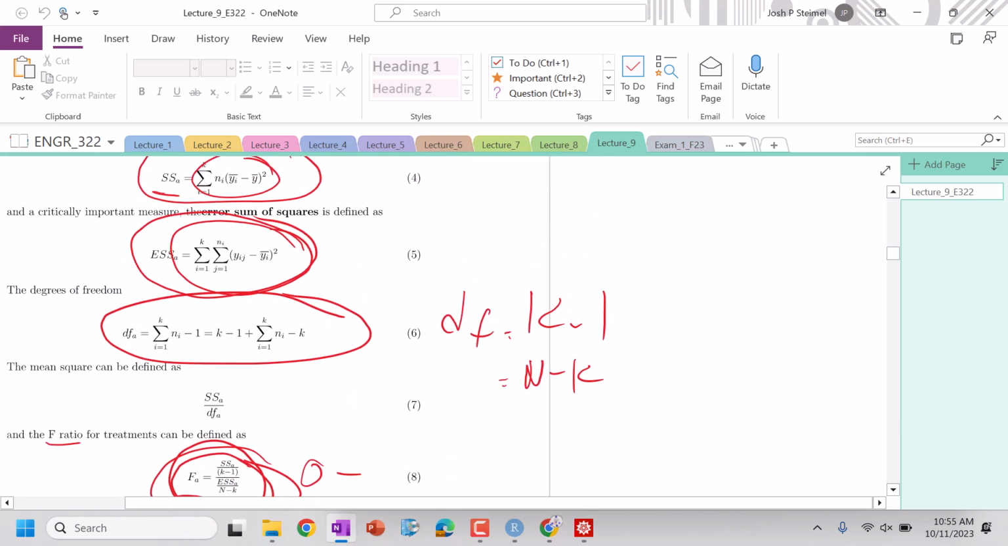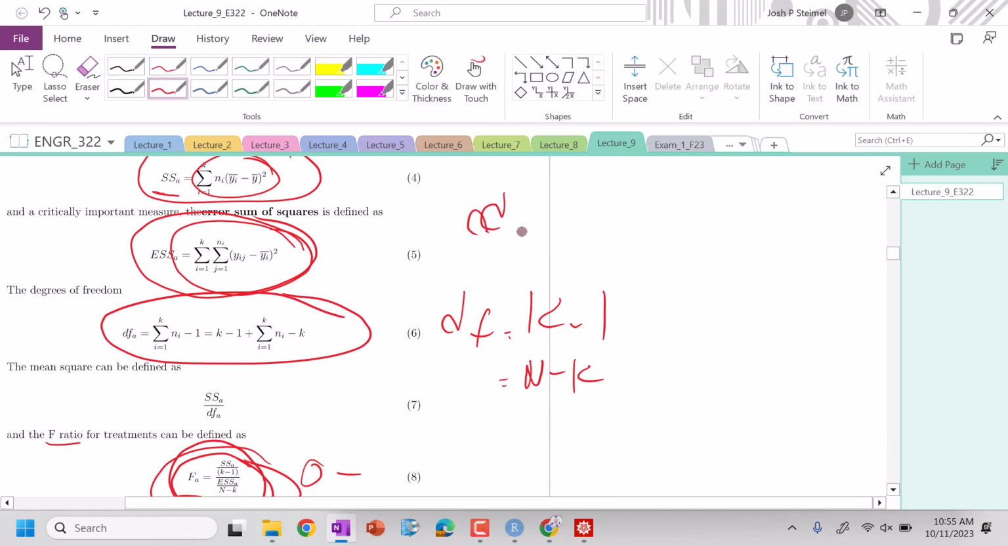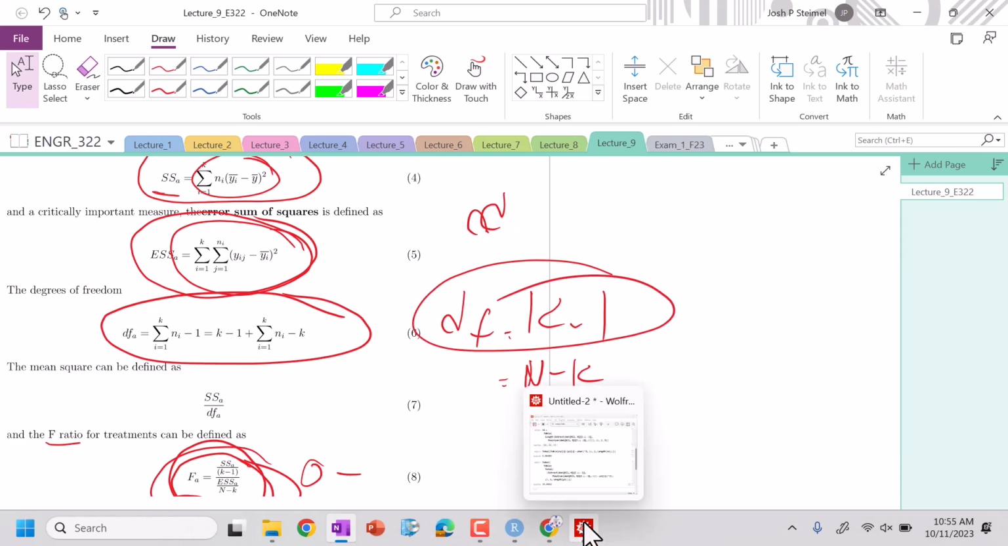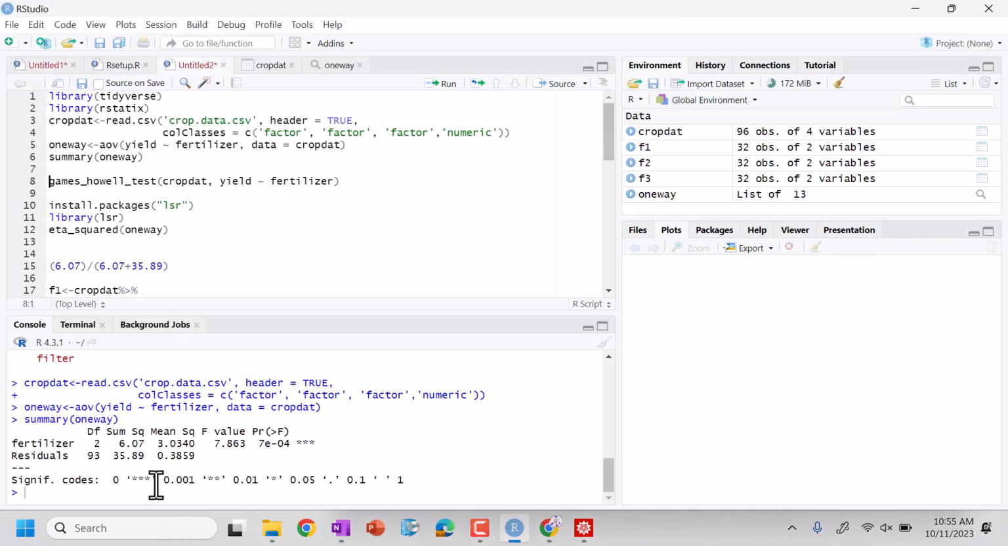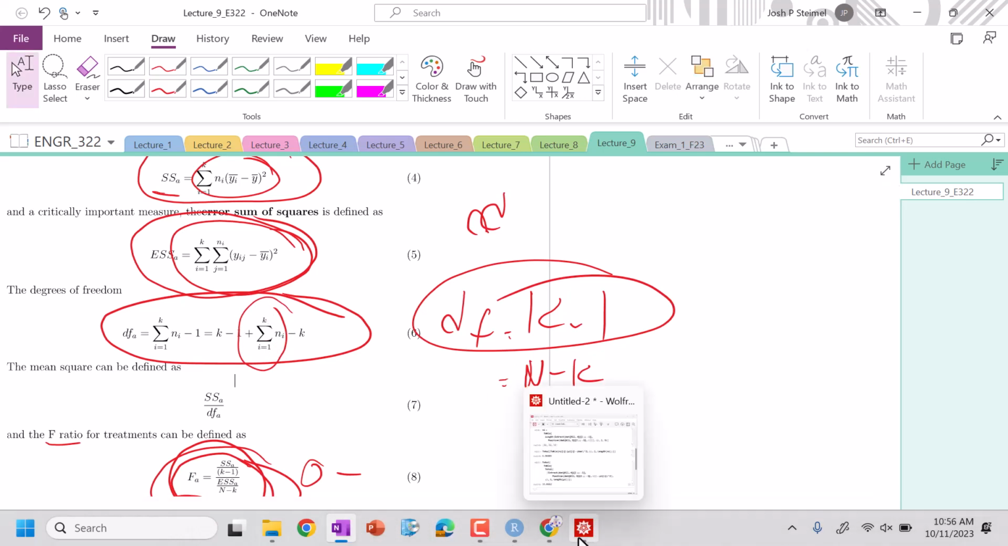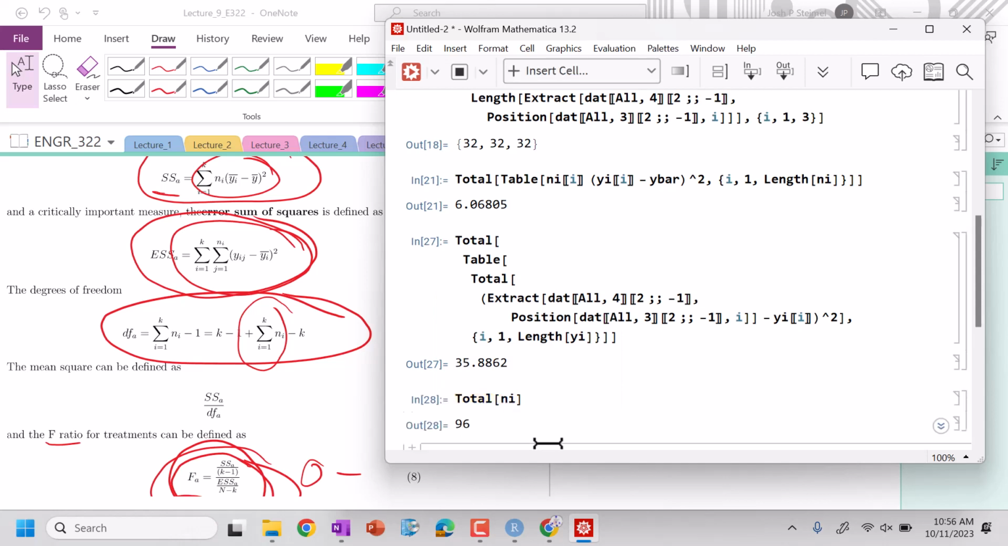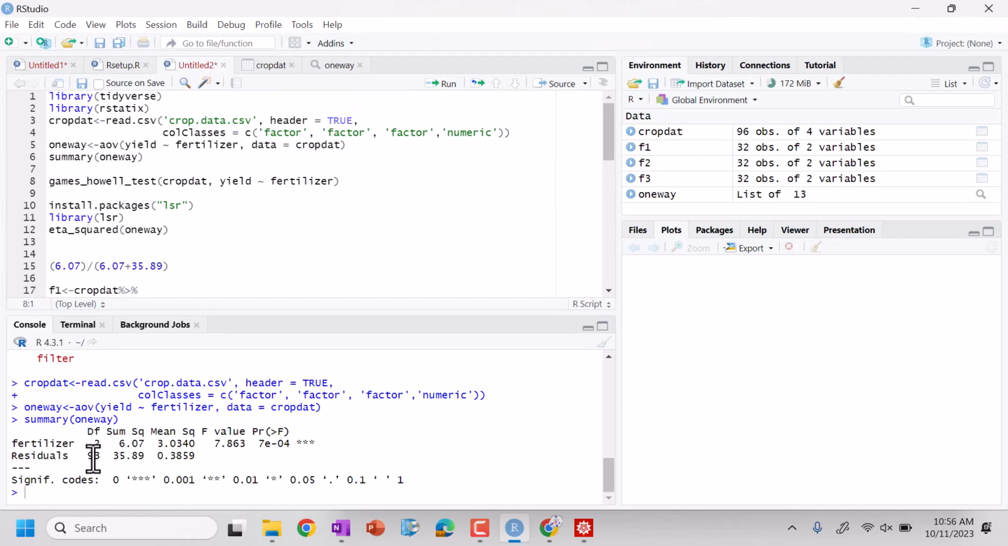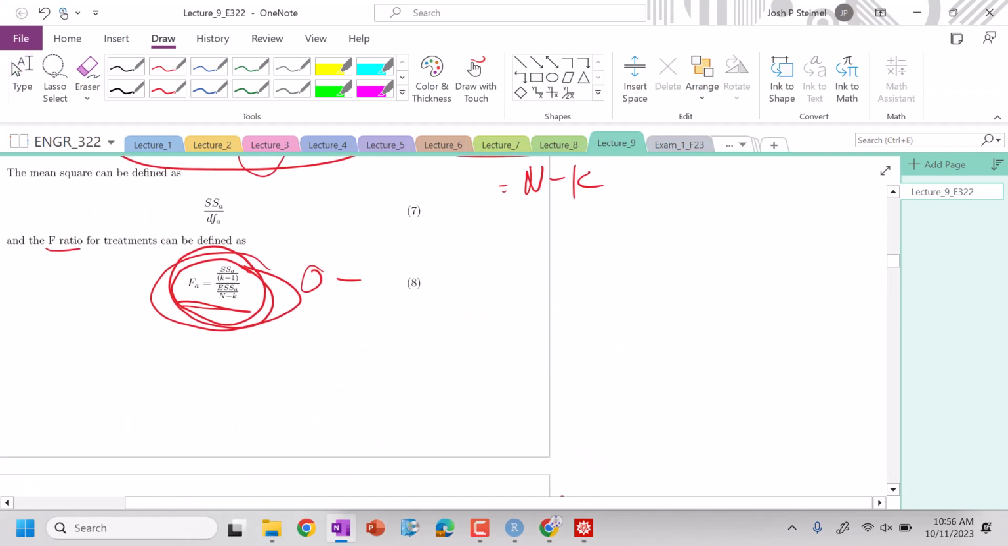Degrees of freedom. So we have 2 degrees of freedom. Our degrees of freedom is going to be k minus 1. So as we see here, k minus 1 is 3 minus 1, which is going to give us 2. And the error sum, or the residual degrees of freedom, is going to be n sub i, summed over those conditions k. So for R, if we do total of n sub i minus k, that's going to give us 93 degrees of freedom here. Excellent. Isn't it nice when everything kind of lines up together?